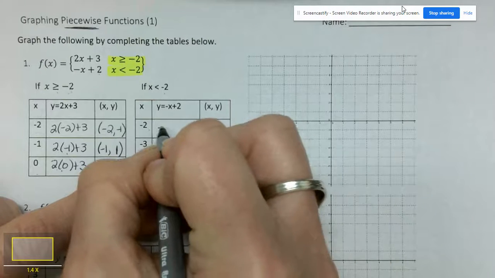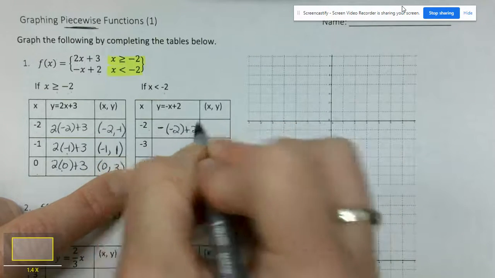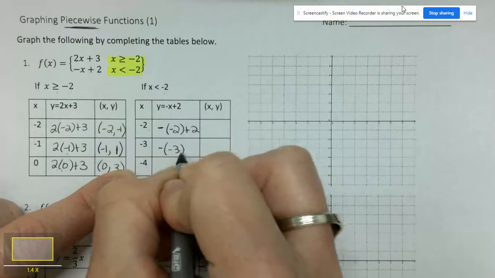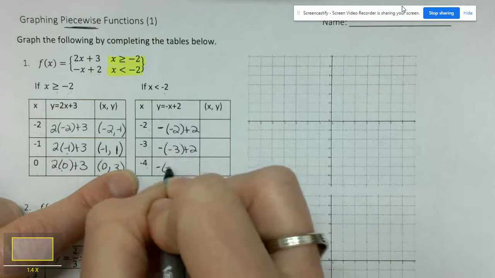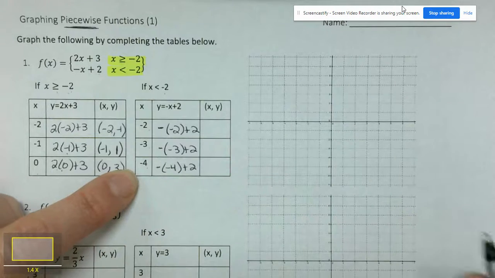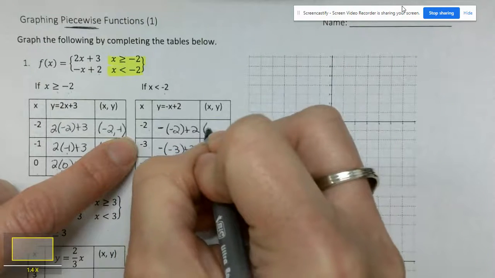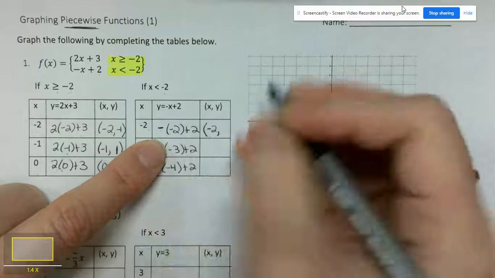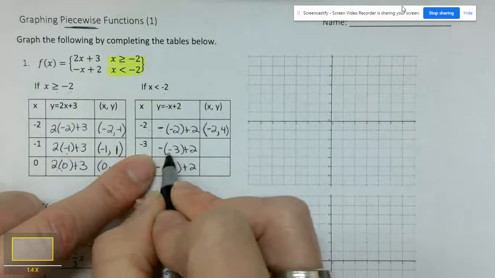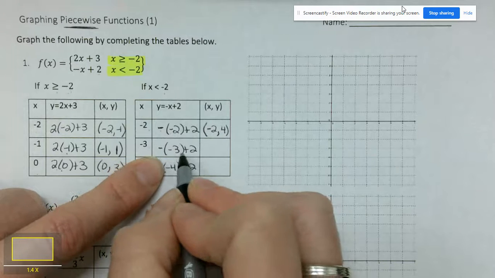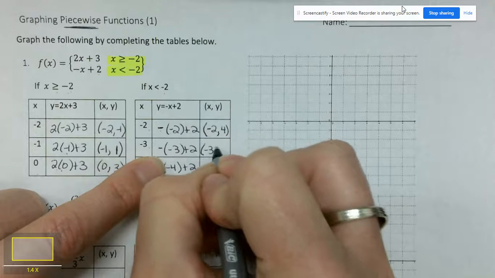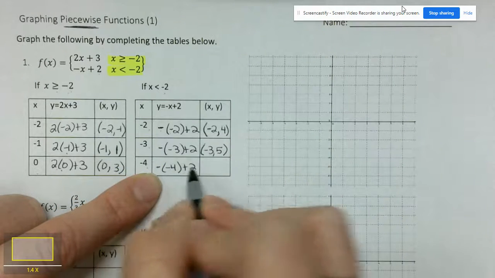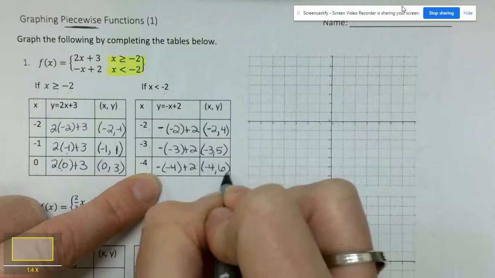Okay, so now I'm going to fill in negative 2 plus 2, because you've still got a negative in front of that x, so you have to use it. Negative 3 plus 2, and negative 4 plus 2. Okay, that's going to be negative 2, comma, okay? Double negatives make that positive 2. And 2 plus 2 is 4. Double negatives make that a positive 3, and 3 plus 2 is 5. So at negative 3, we get 5. Double negatives make that a positive 4, and 4 plus 2 is 6. So at negative 4, we get 6.